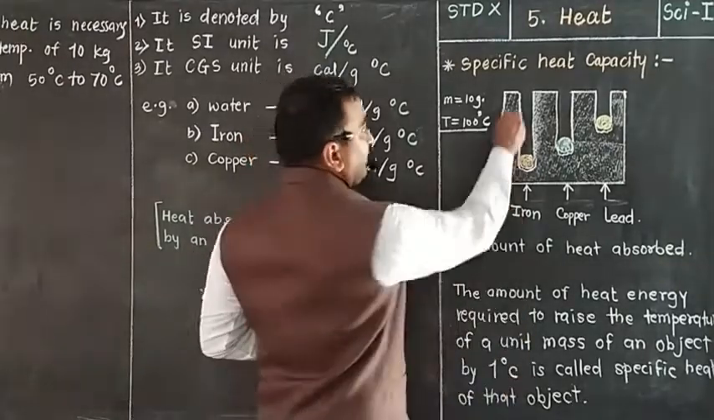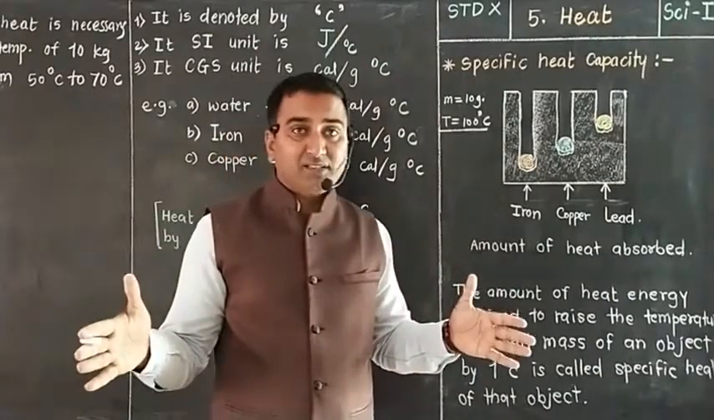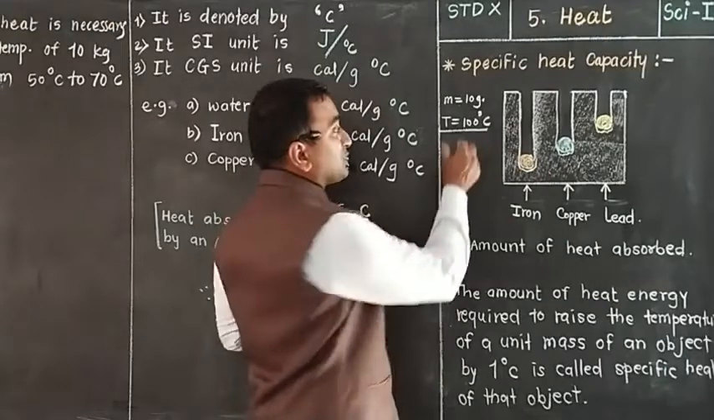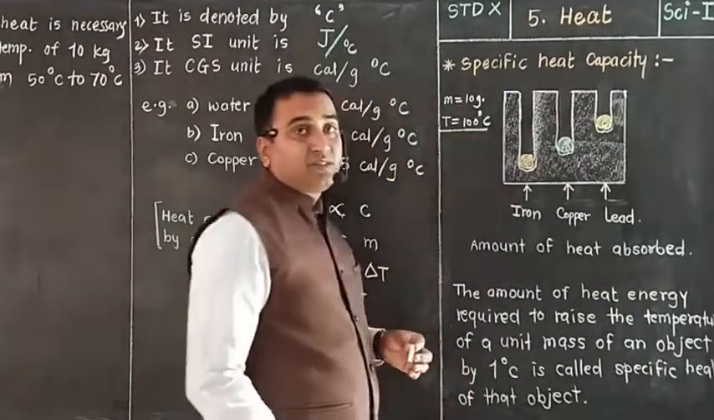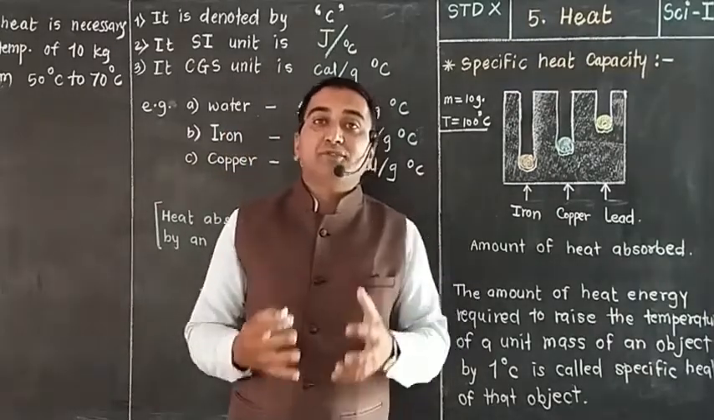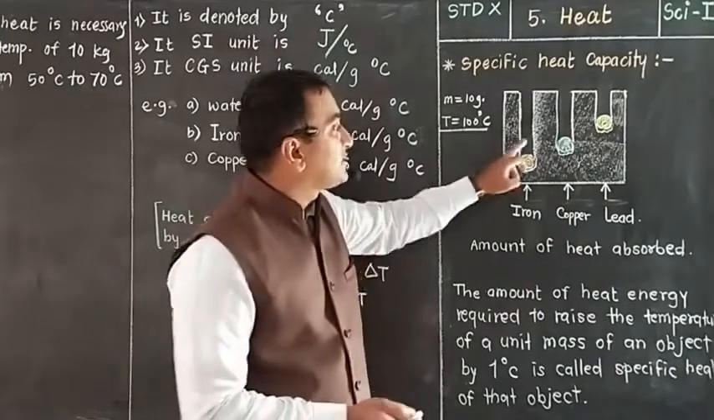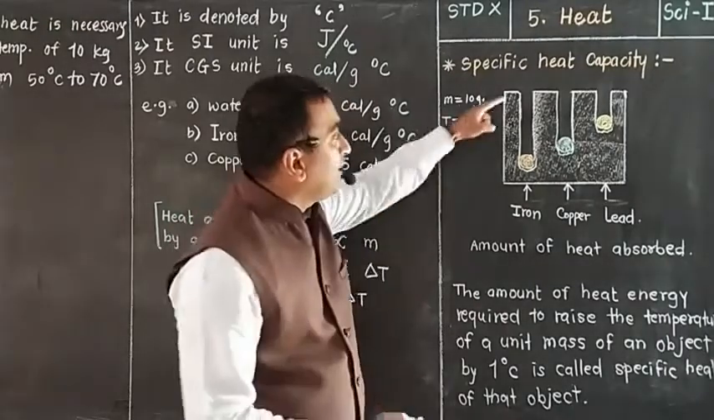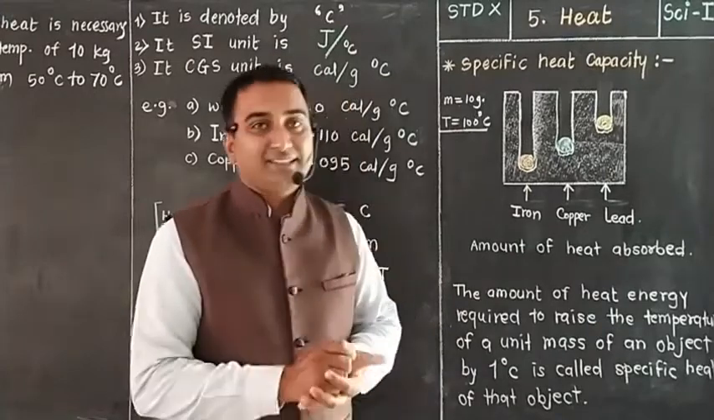Now we have prepared a little container-like box, and it is filled with wax. When you keep these three spheres above this, the wax starts to melt because of the heat. The heat absorbed by the sphere is given to the wax, and the wax starts to melt. Because of melting, these spheres will go deep inside the wax.